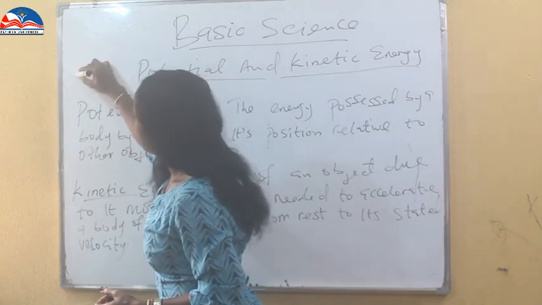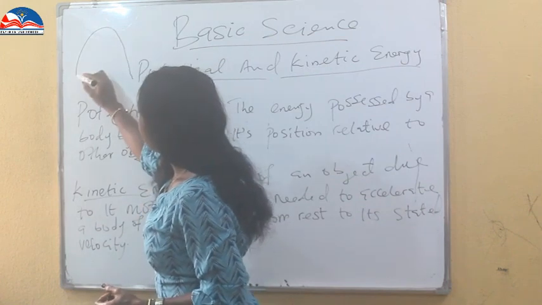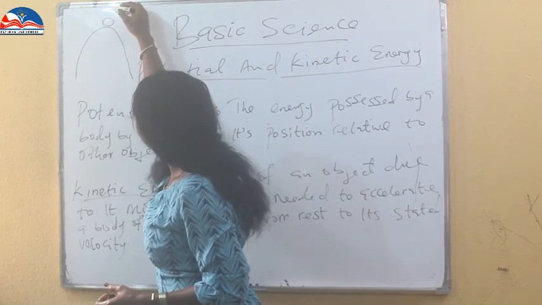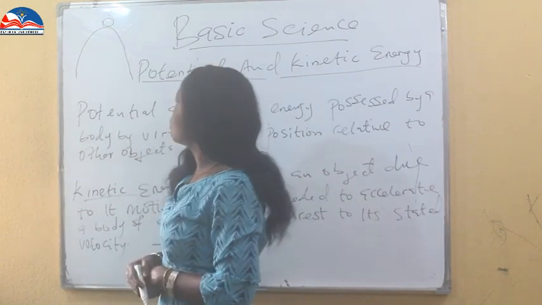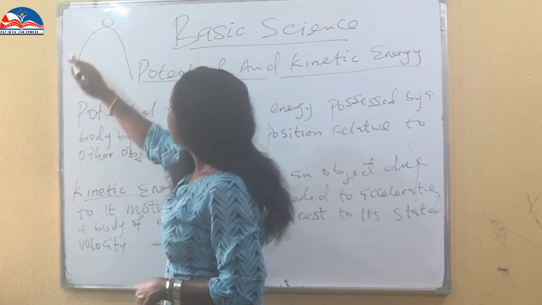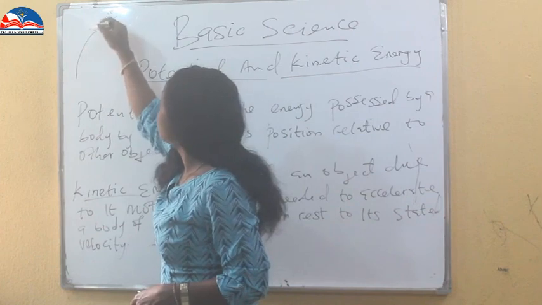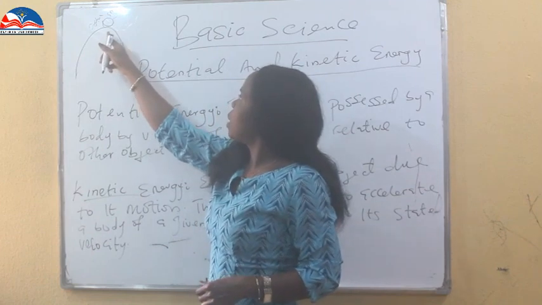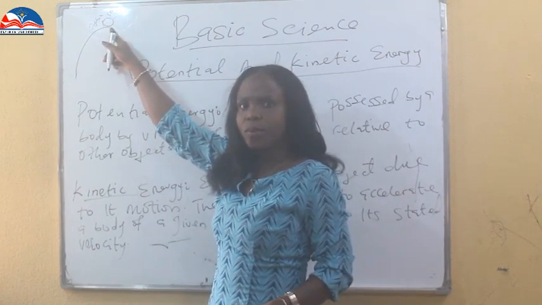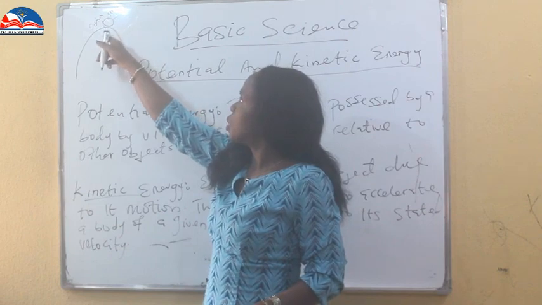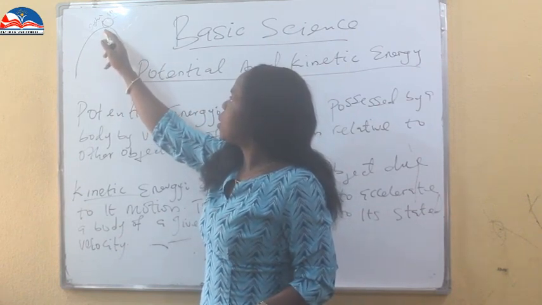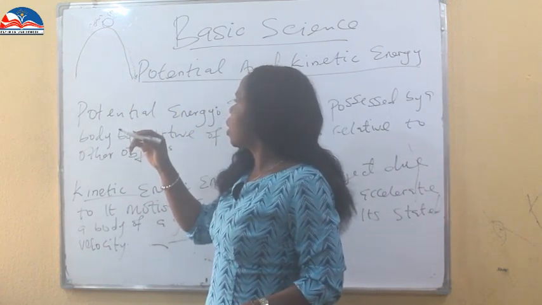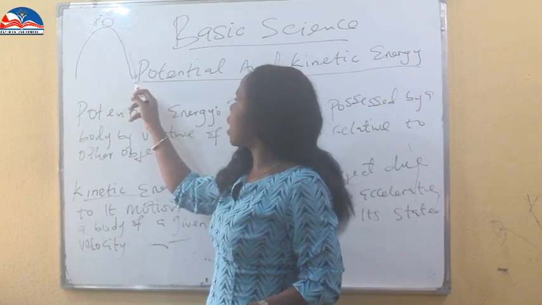Let's say this is a hill, and an object, a stone, is here. This is the object. The hill, up the hill, is the position. So the hill is the position of this object. Now, if the object is here on top of the hill, this is the position. And if this object moves down here, we'll find out that it is going to possess another energy.